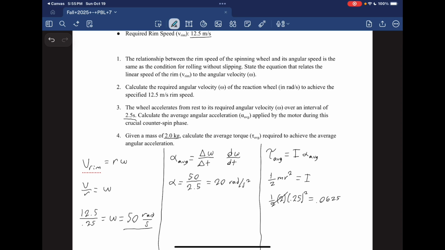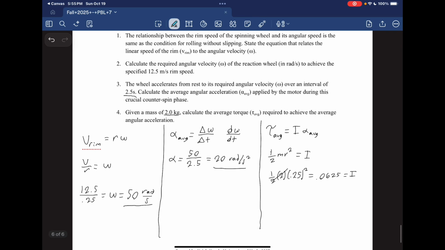Now, we can plug this into our equation and our earlier calculated alpha value to find the torque, or the average torque, is equal to 0.0625 times 20. Plugging that into the calculator, we know that our average torque is about equal to 1.25 Newton meters.